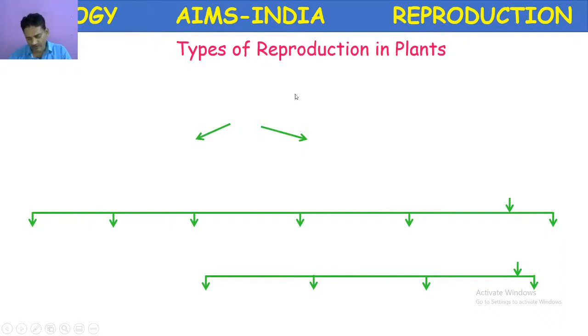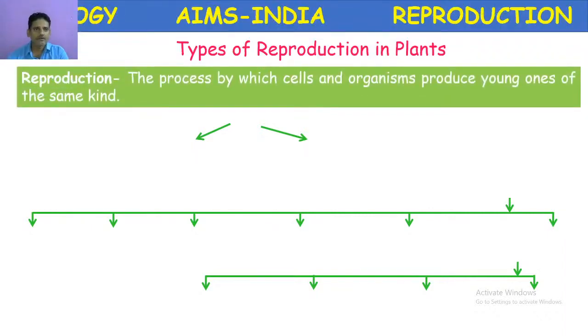So reproduction is one of the most important characteristic features of all living organisms. So let us discuss the reproduction concept in both plants and animals. What is reproduction? The process by which cells and organisms produce young ones of the same kind. It is called reproduction. So, what are the different types of reproduction?